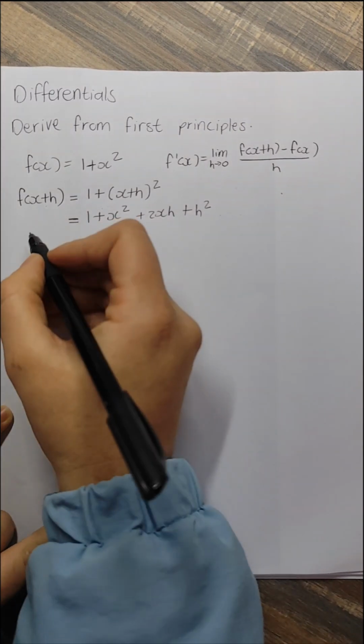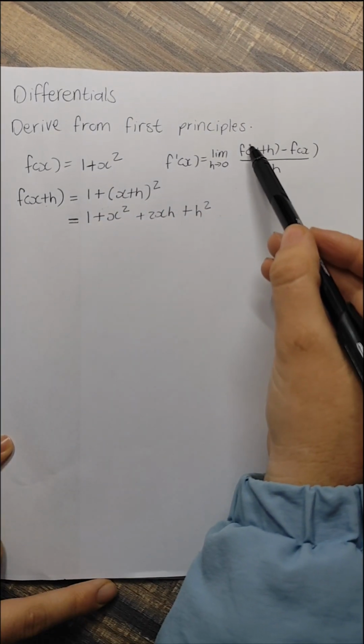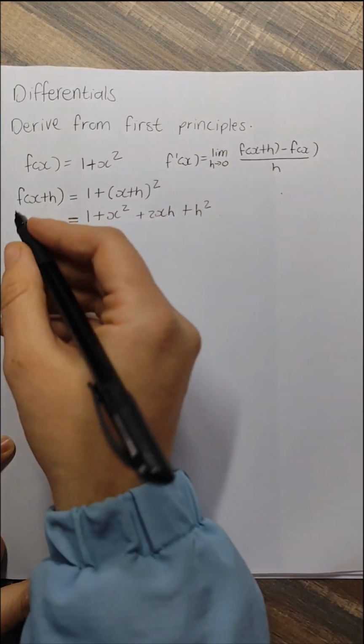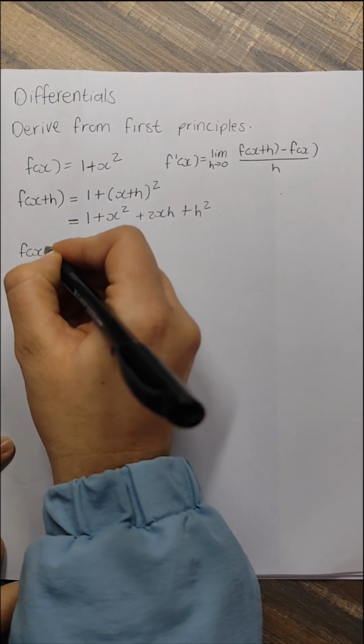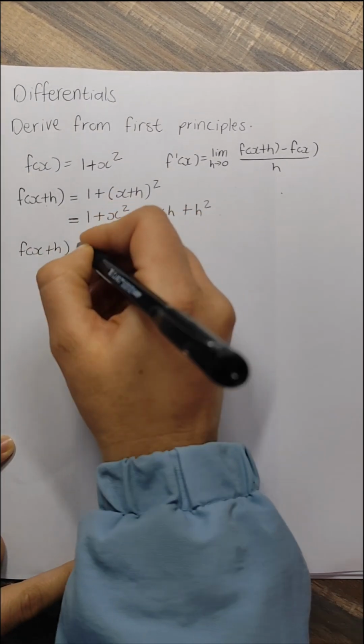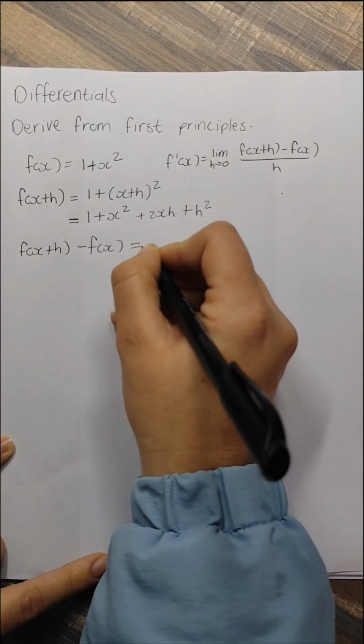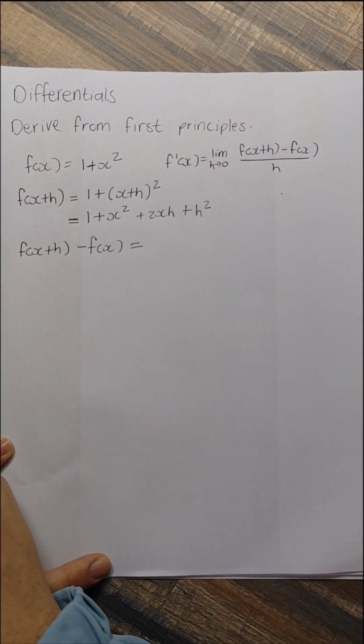Now we can continue. Remember, our formula says f(x + h) minus f(x). So now I'm going to go outside of the formula. You can do it inside the formula, but it really takes up a lot of unnecessary space. So I'm going to do it outside the formula. It just makes it so much shorter.